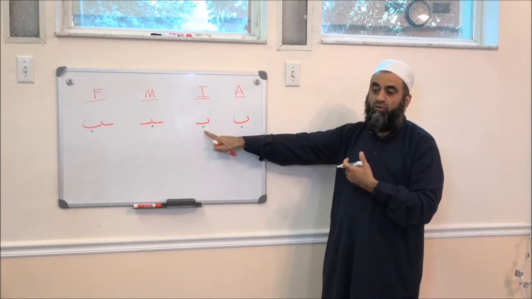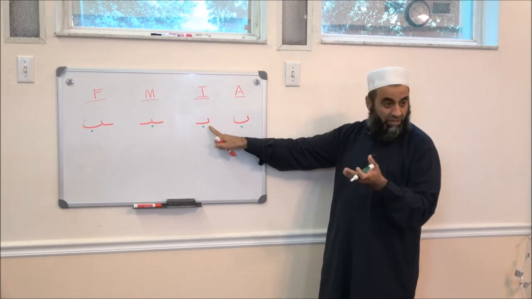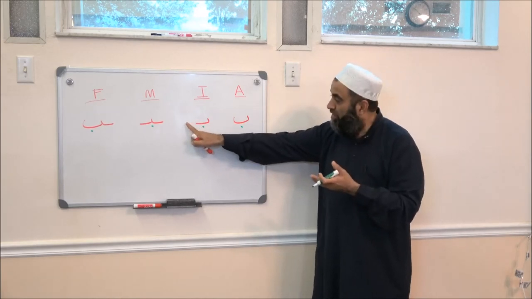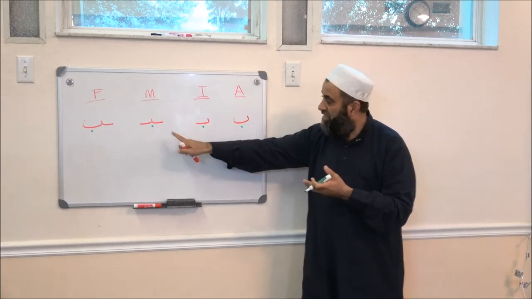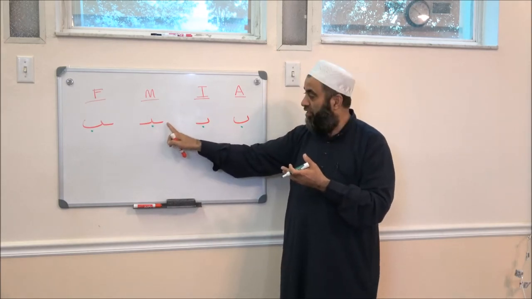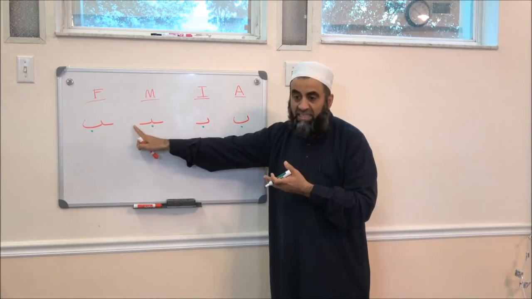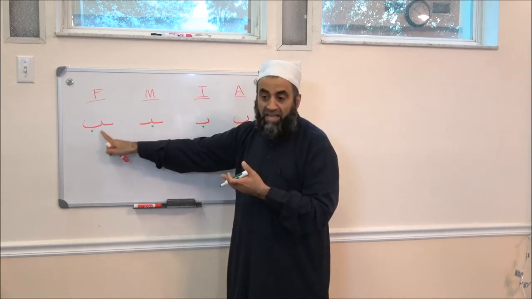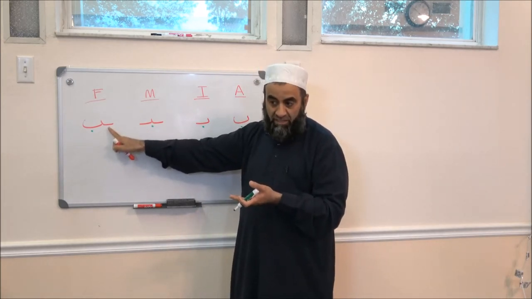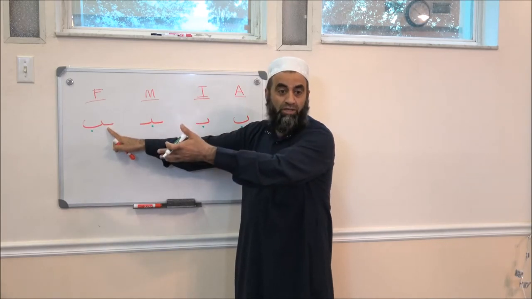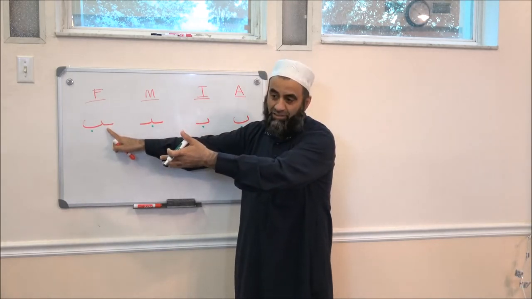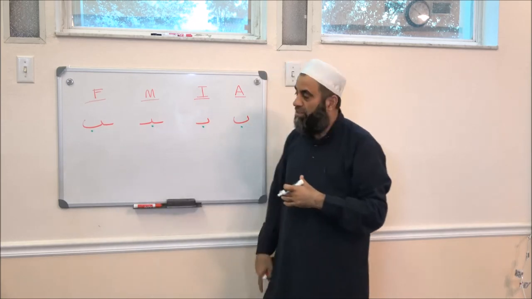This is the initial form, which means that it is the first letter, and I will connect the rest from here. A middle form means there is a letter before it and a letter after it, so it connects from here and here. And final means that it is the last trailer of the train. It's the last letter. Make sense? Okay.